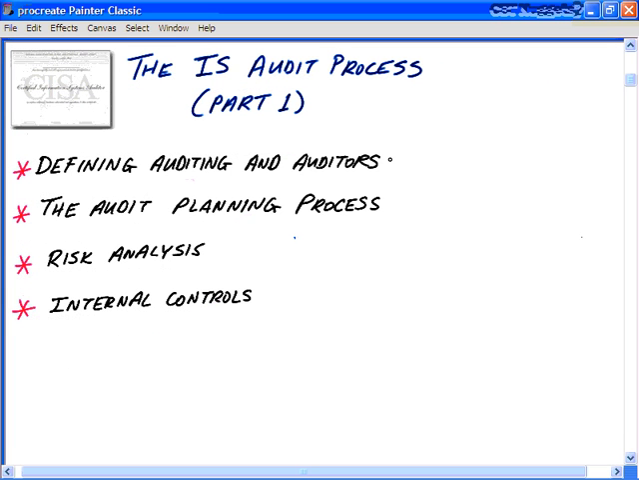In the information systems auditing process part 1, we covered 4 key objectives. First of all, we defined auditing and auditors. We then looked at the audit planning process. We broke down risk analysis and then what it leads to, internal controls.